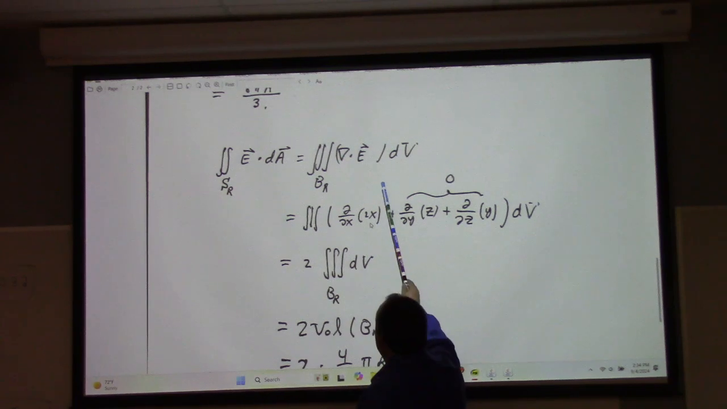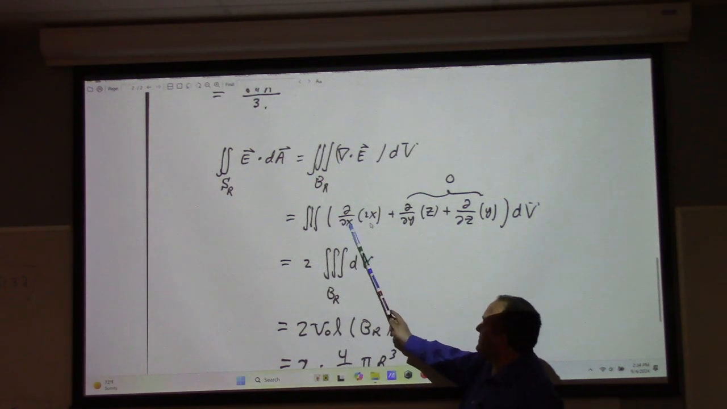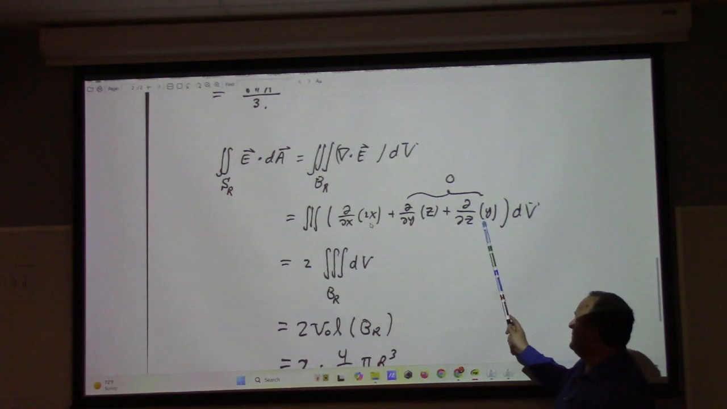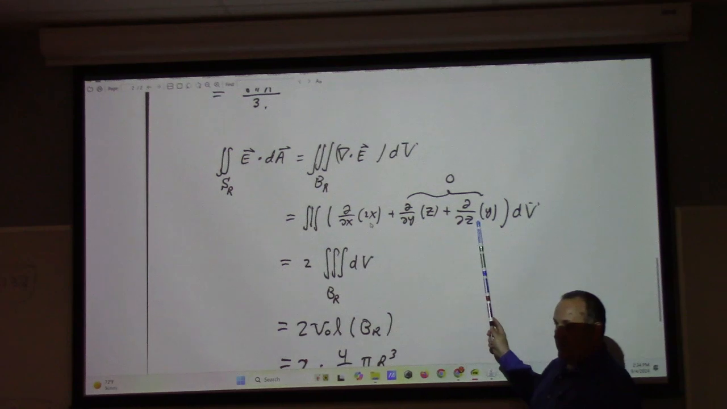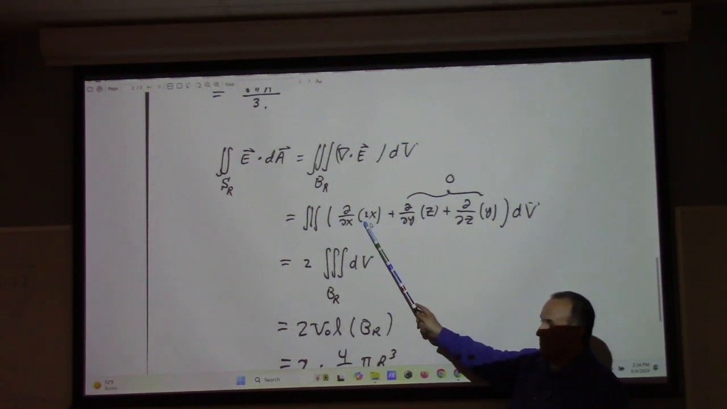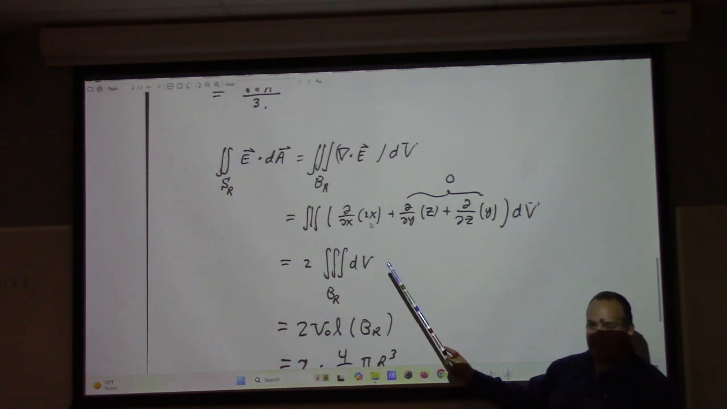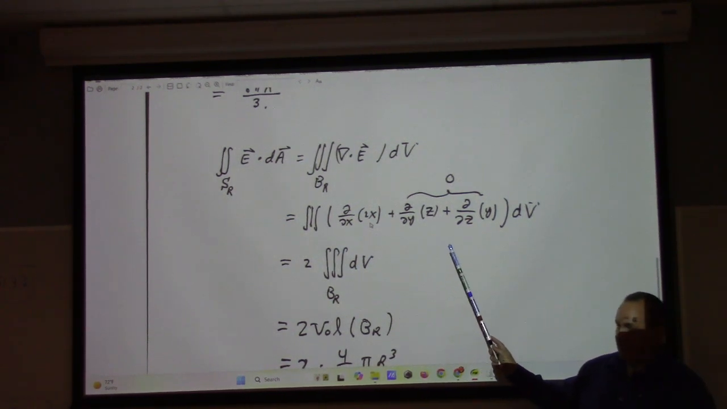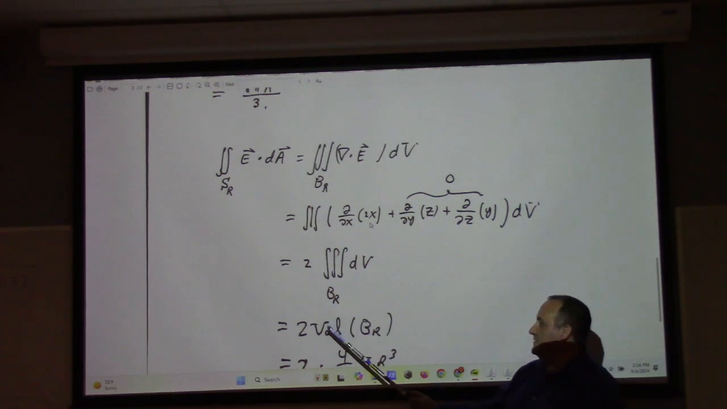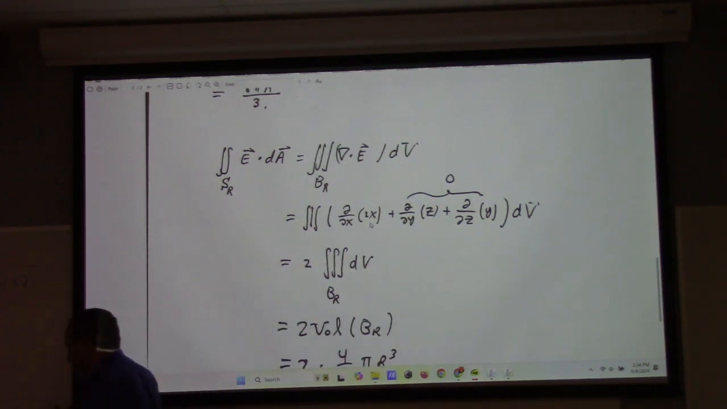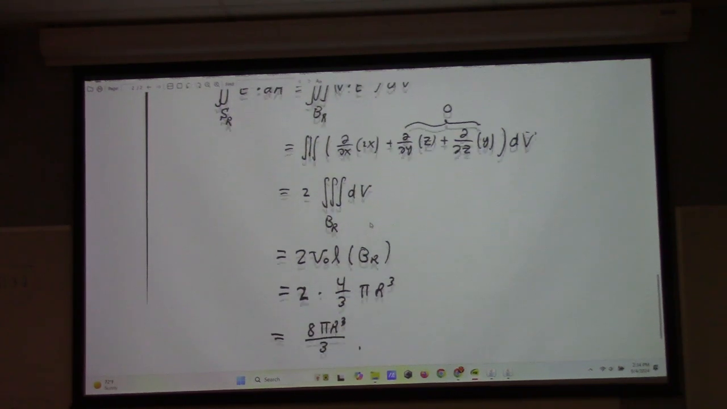Check it out. The divergence of E is the x derivative of the x component plus the y derivative of the y component plus the z derivative of the z component. But these two are 0, which just leaves us with a 2. You pull the 2 out, you've got the integral of the volume. What's the volume of a sphere? 4/3 pi r cubed, right? So we get 2 times the volume. This is the ball of radius r, 2 times the ball's volume. And what do we get? Well, we get, yet again, 8/3 pi r cubed. All right?